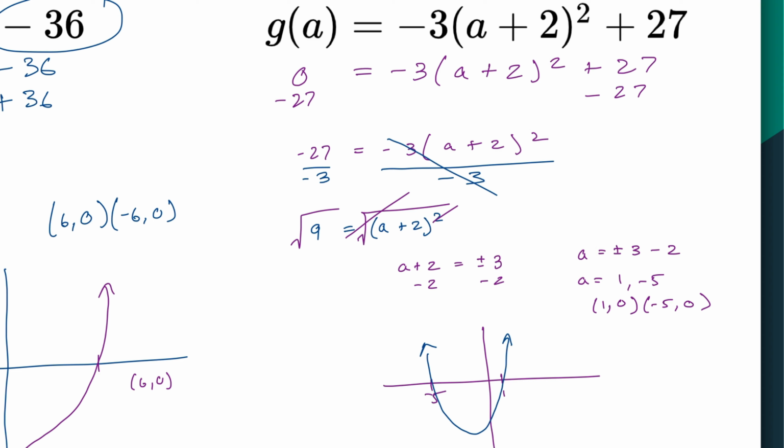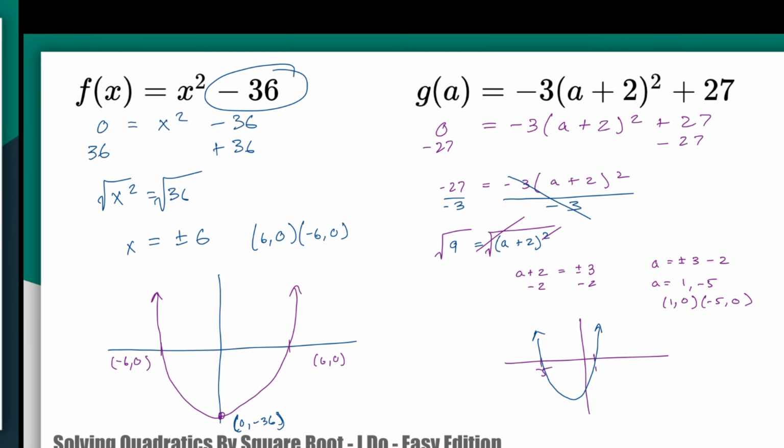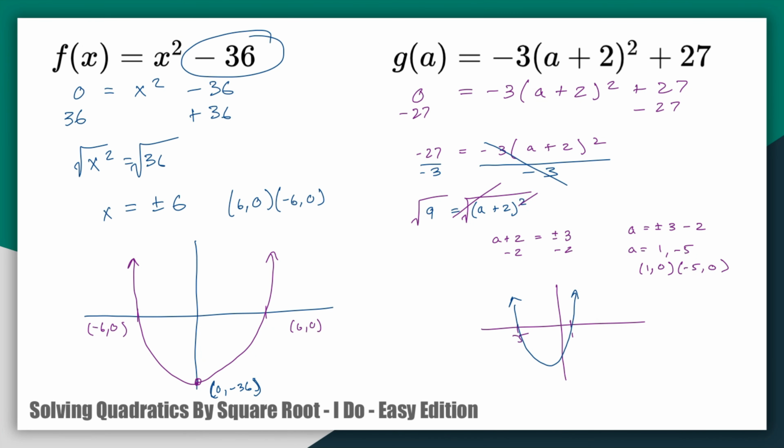All right. So the general goal for the square root method: set your y equal to 0 so you can solve for the x-intercept. Your b is equal to 0, so you don't even have that x term, okay? And then you want to get your x squared by itself so that you can take the square root of both sides, okay?